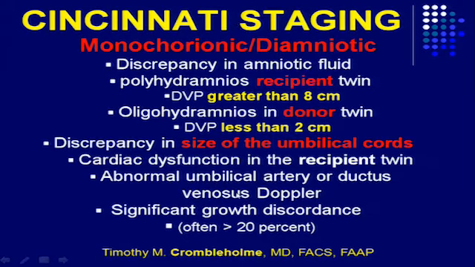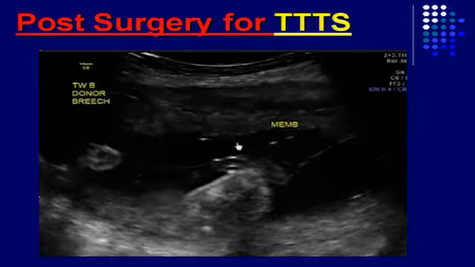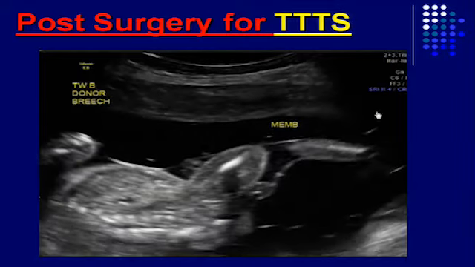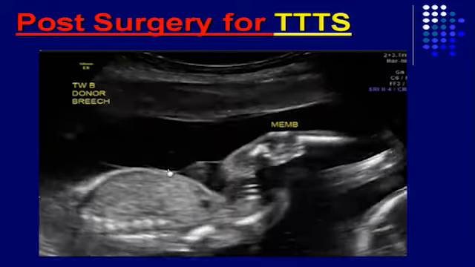There's Cincinnati staging. They rely more heavily on the cardiac dysfunction in the recipient twin, and so they're acting earlier based on the cardiac findings. So this is the 3D showing how all the other babies' membranes are. This is this baby's membranes just kind of together. This is after the surgery, because in the beginning we couldn't even see any fluid around this child.